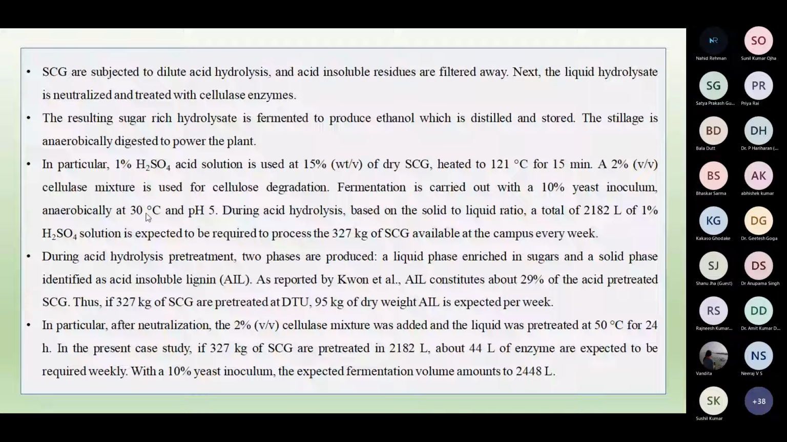And what they obtained, a total of 2182 liter of 1% sulfuric acid solution is expected to be required to process a complete 327 kg of SCG. Okay, so overall, when you see that, they found that yes, they were successful in extracting the ethanol, and for the enzyme they used a 2% cellulose mixture, and it was pre-treated for 24 hours at 50 degrees centigrade.